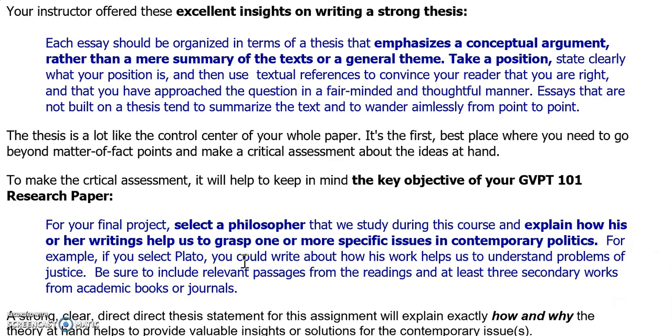To make the critical assessment, it's going to help to keep in mind the key objective of your GVPT 101 research paper. And here it is. For your final project, select a philosopher that we study during this course and explain how his or her writings help us to grasp one or more specific issues in contemporary politics. For example, if you select Plato, you could write about how his work helps us to understand the problems of justice. Be sure to include relevant passages from the readings and at least 3 secondary works from academic books or journals.